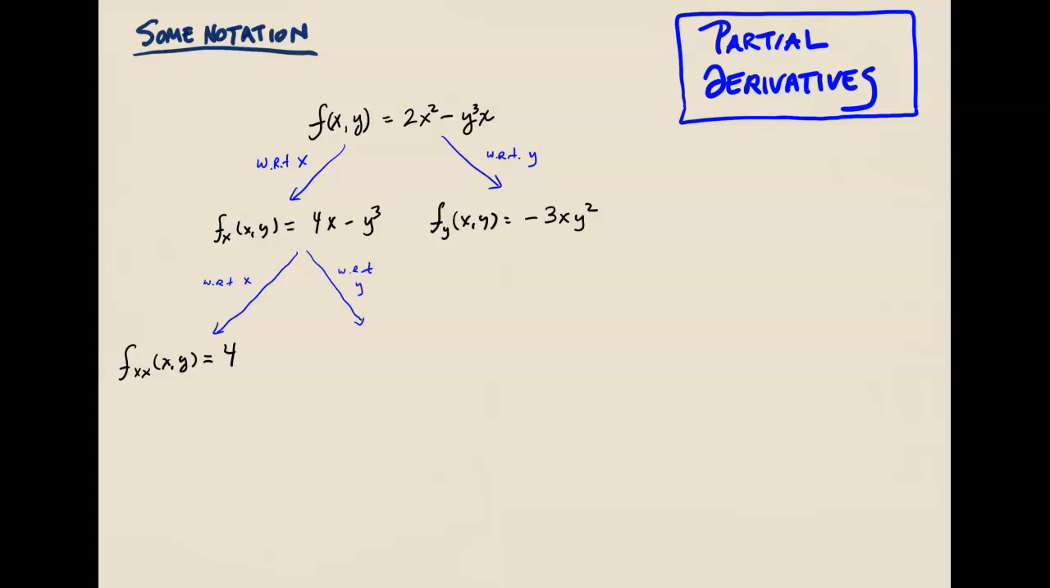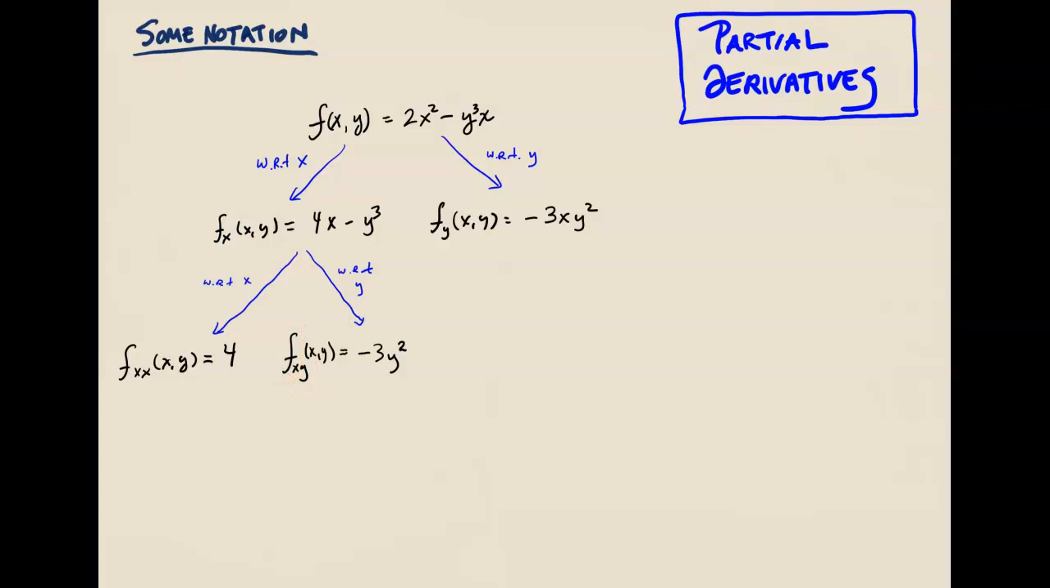Now we know that the derivative of this with respect to y is going to be just minus 3y squared. So I'll write that in, minus 3y squared. But what is the appropriate notation for that? The notation we use for that is f sub xy. We use that order because we have f with respect to x, and then we put a subscript on that. So it's f with respect to x, then with respect to y.